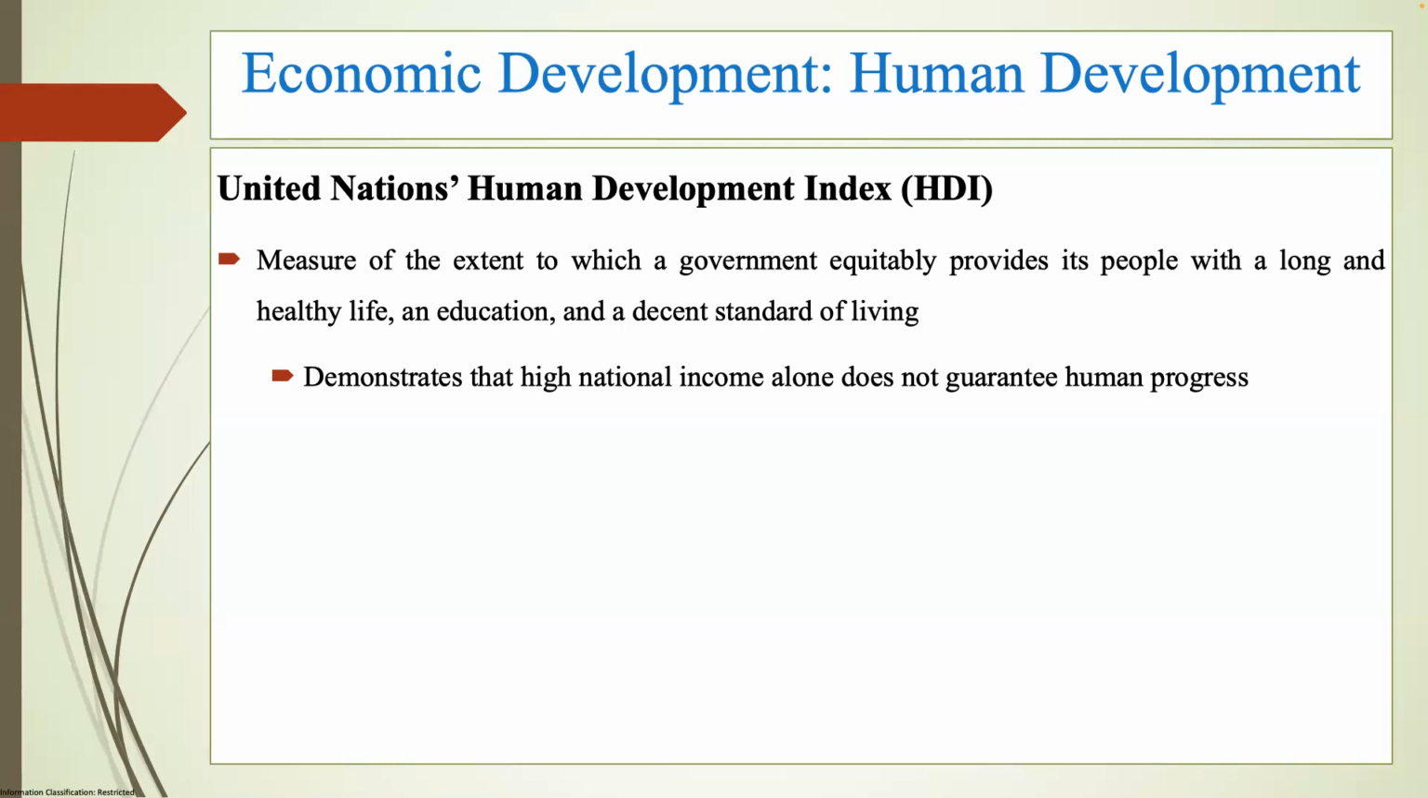The United Nations Human Development Index is a measure of the extent to which a government equitably provides its people with a long and healthy life, education, and a decent standard of living. That demonstrates that high national income alone does not guarantee human progress.